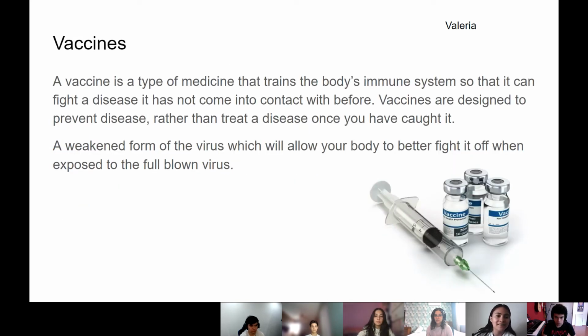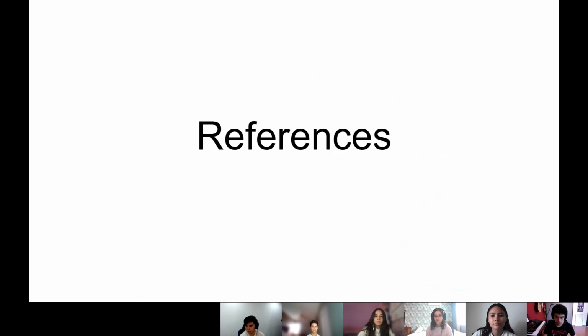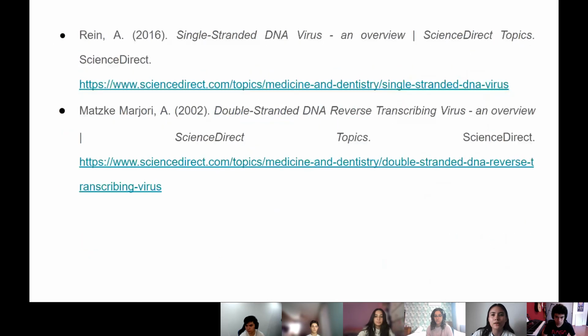The vaccines. A vaccine is a type of medicine that trains the body's immune system so that it can fight a disease it has not come into contact with before. Vaccines are designed to prevent disease rather than treat a disease once you have caught it. They contain a weakened form of the virus, which will allow your body to better fight it off when exposed to the full-blown virus. Thanks for your attention.